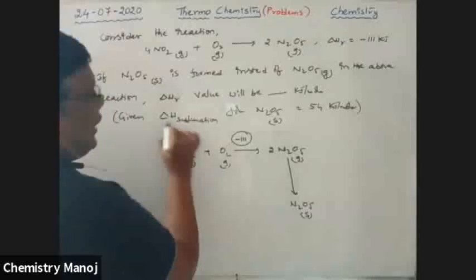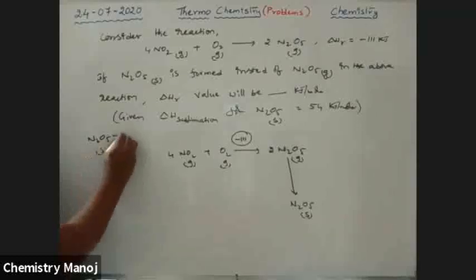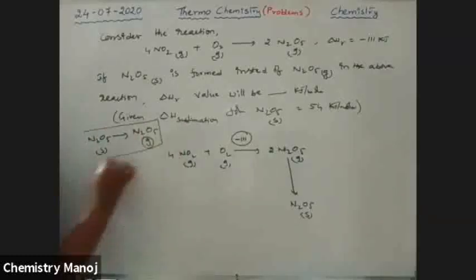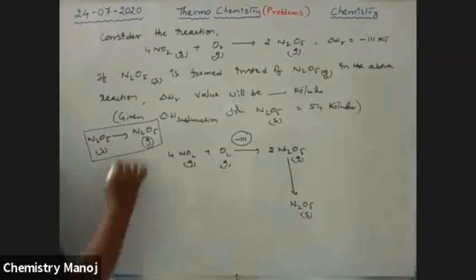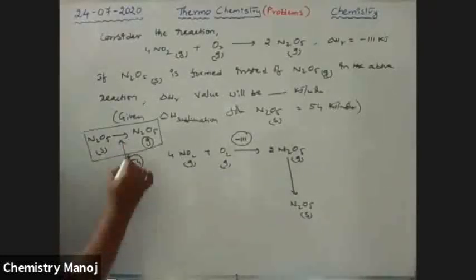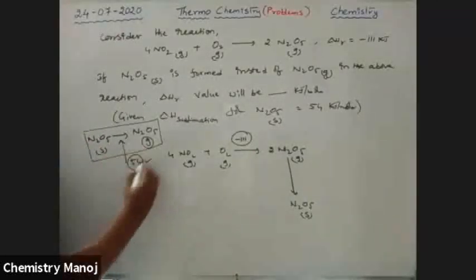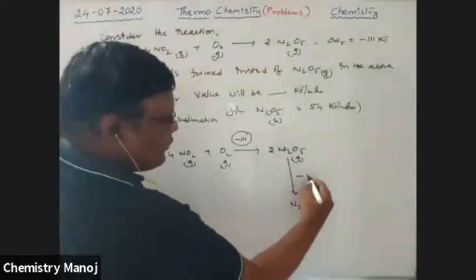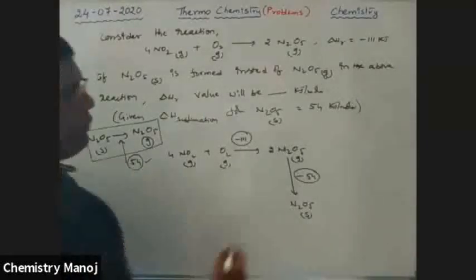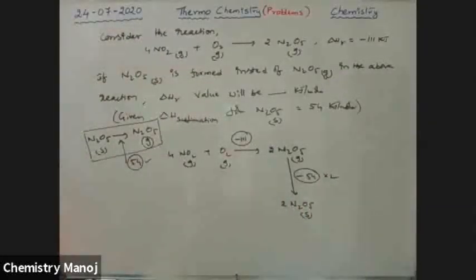See, delta H sublimation means N2O5 solid changes directly to N2O5 gas. The process of conversion of solid into gas is called sublimation. For this purpose, 54 kilojoules is required. But I am saying gas to solid, so it is solid to gas 54, gas to solid minus 54. So it is for 2 moles, so into 2.